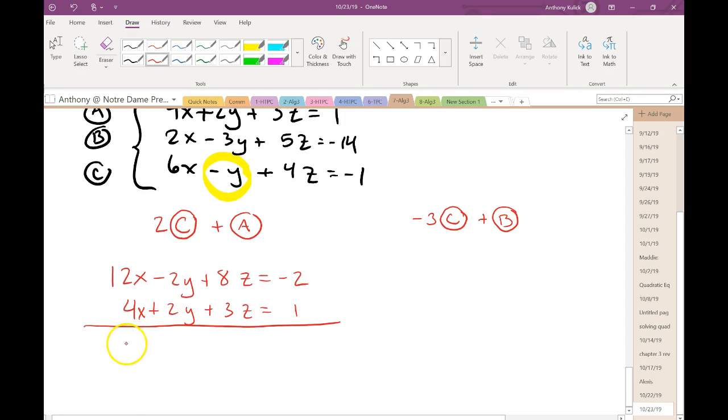So 12x plus 4x is 16. Negative 2y plus positive 2y gives me nothing. 8z plus 3z is 11z. And negative 2 plus 1 is negative 1.